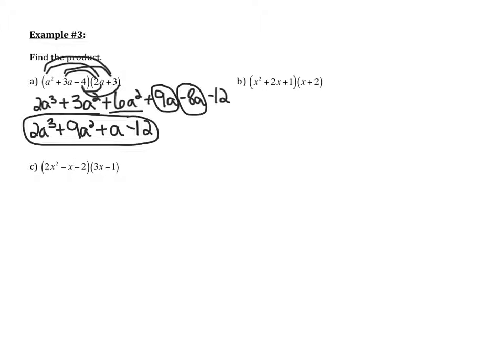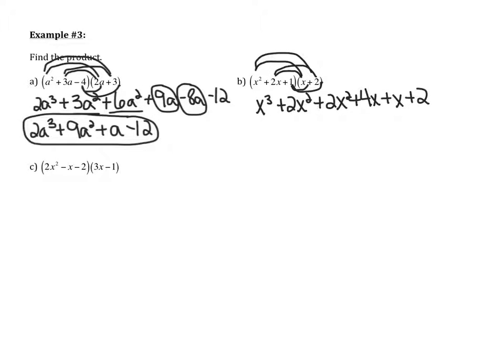So now let's look at part B. We have x squared plus 2x plus 1 times x plus 2. So again, we're going to take each term in the first parenthesis times each term in the second parenthesis. We're going to start with x squared times x. So that would be x to the third. X squared times 2 would be 2x squared. Next, we're going to take the 2x times the x. So that would be 2x squared again. And then 2x times 2 is 4x. And then finally, we're going to take the 1 times the x, which would just be x. And then 1 times 2 is 2.